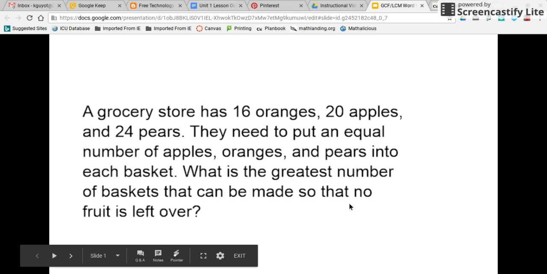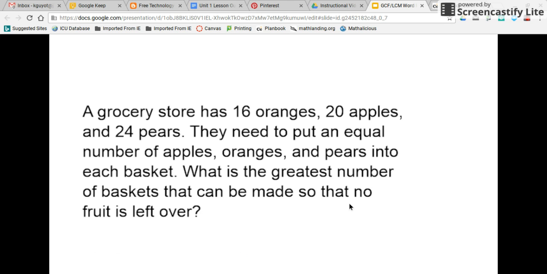Okay, we've kind of learned about how to solve greatest common factors and least common multiples, but those are without word problems. So today I have a couple different word problems, and we have to figure out which strategy we're gonna use on it.